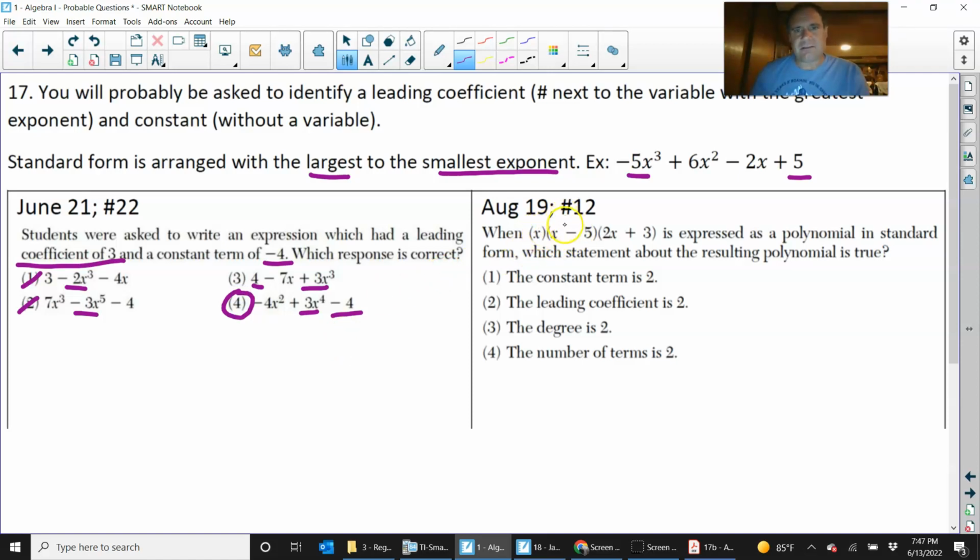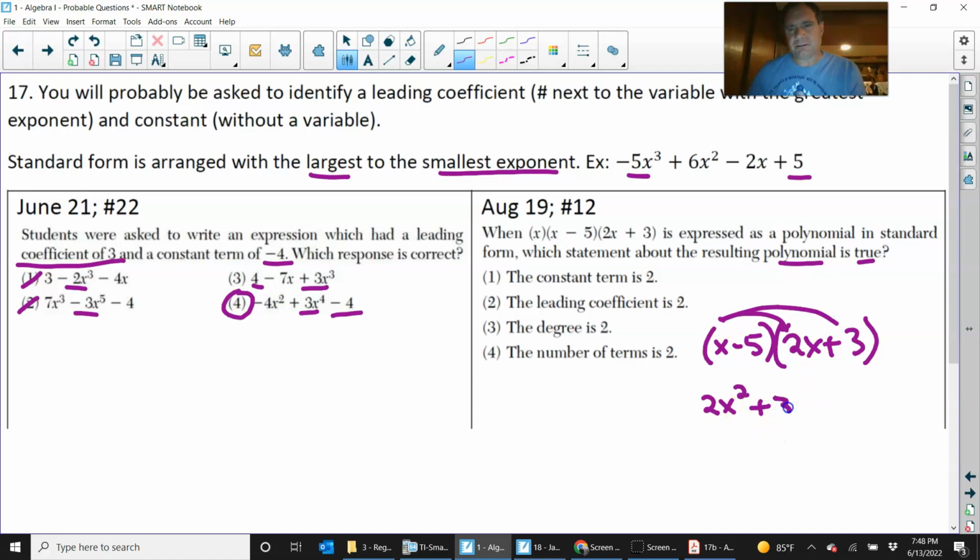August 2019. When x times x minus 5 times 2x plus 3 is expressed as a polynomial in standard form, which statement about the resulting polynomial is true? They have constant term is 2, leading coefficient is 2. We have to multiply. So let's go ahead and take the binomials first. We have x minus 5. We have 2x plus 3. X times 2x is 2x squared. X times 3 is 3x. Negative 5 times 2x is negative 10x. Negative 5 times 3 is negative 15.